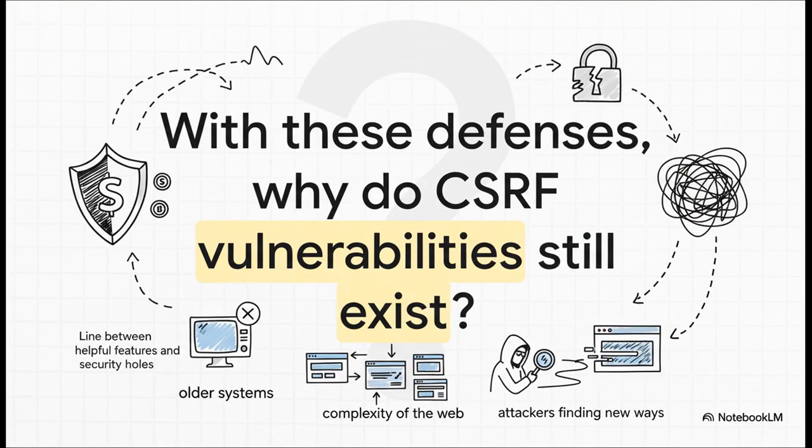And all of this brings us to one last really important question. If we have these amazing defenses like CSRF tokens and same-site cookies, why is cross-site request forgery still a problem? Well, the answer really lies in just how complex the web is. Not all websites implement these defenses correctly, tons of older systems might not even support them, and attackers, well, they're always finding new, clever ways to exploit the rules. That invisible war in your browser, it's still going on, and the line between a helpful feature and a dangerous security hole is constantly being redrawn.